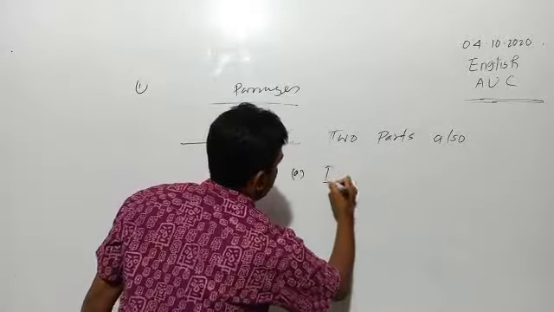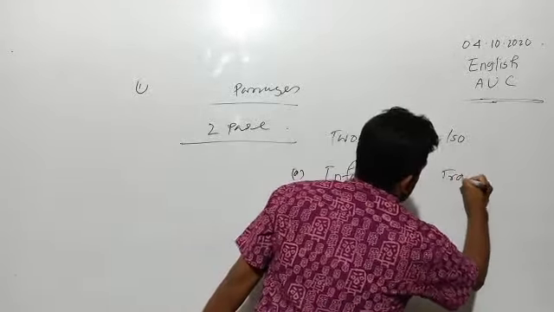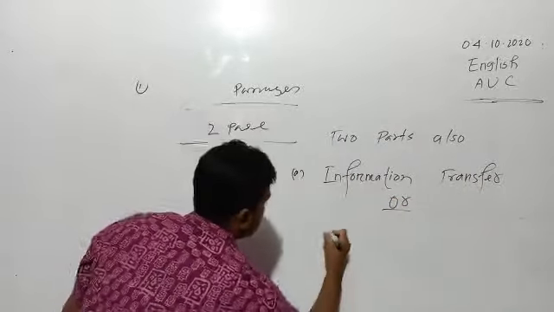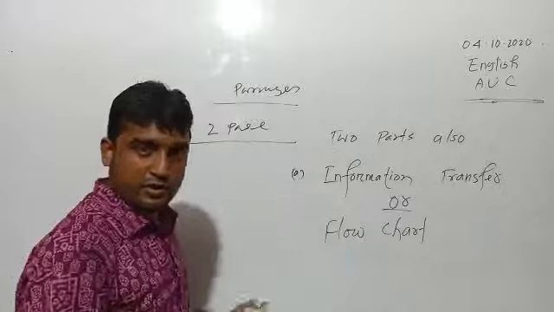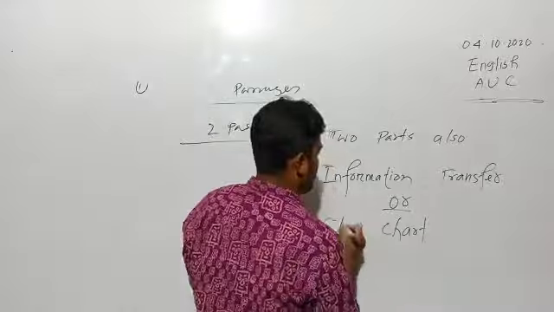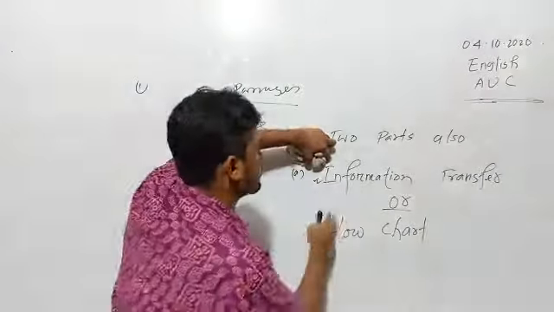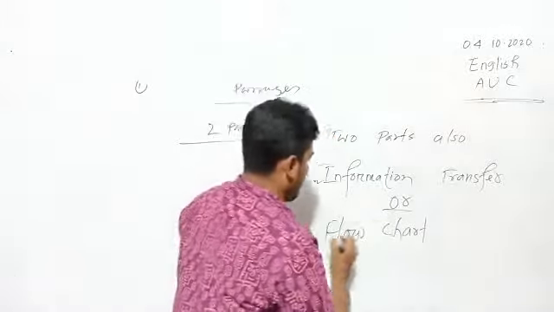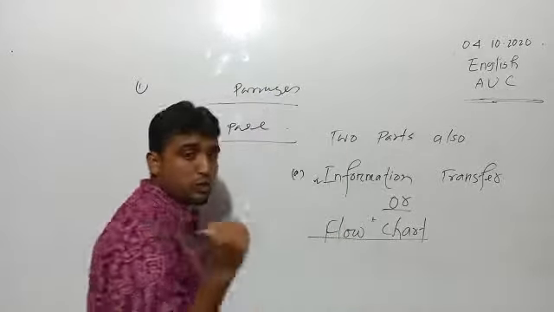Number A, information transfer or flowchart, anyone. Anyone may be given in your question paper. And I think that this item is completely known to you because you answered it in your secondary level. And another new portion is completely unknown to you.